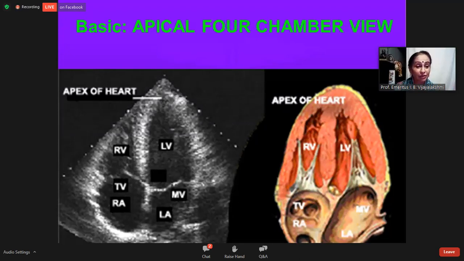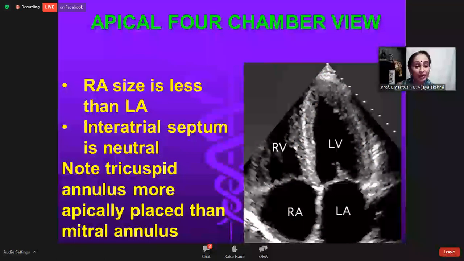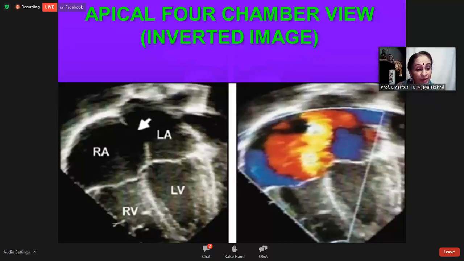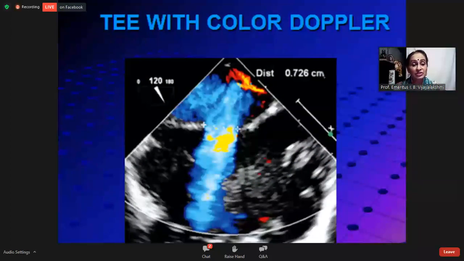This is the apical four-chamber view. In the apical four-chamber view, we see all the four chambers very well, and the interventricular septum becomes part of the LV. And here you can see that when there is an RV dysfunction, it becomes part of the RV. So this is the large ASD that you see. This is usually the pediatrician, they invert the image, and this is how you see.